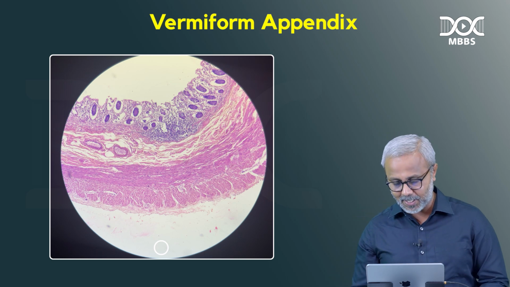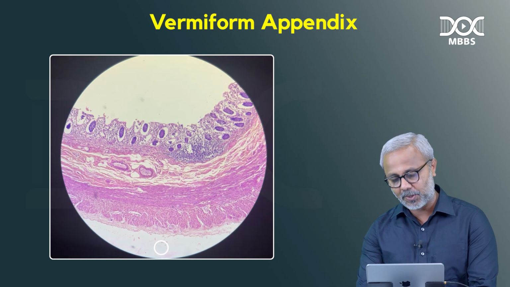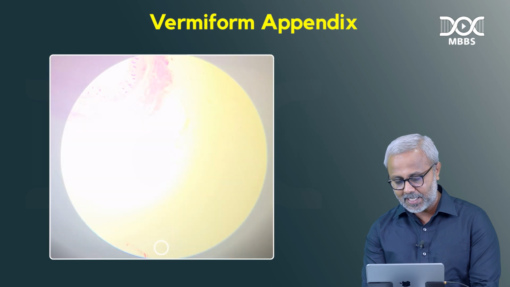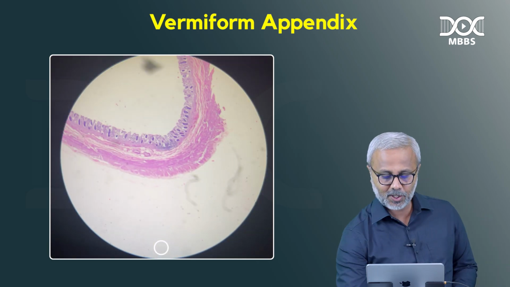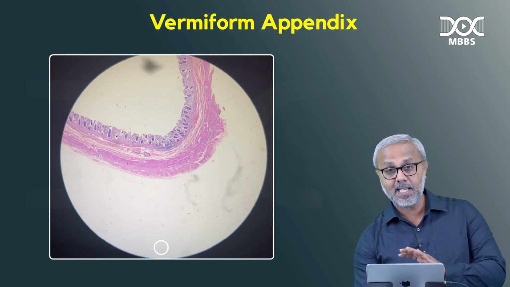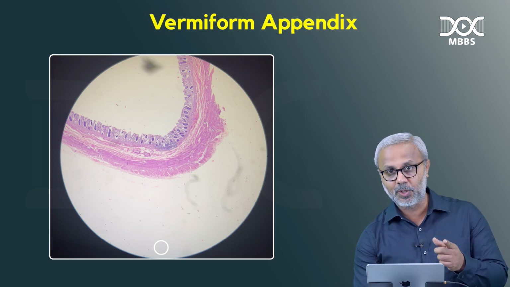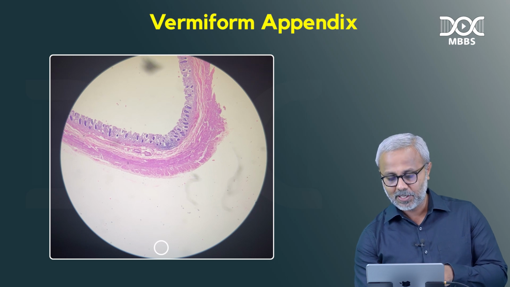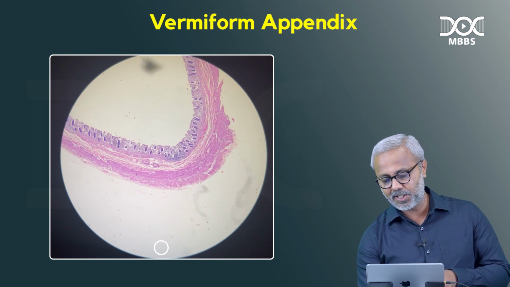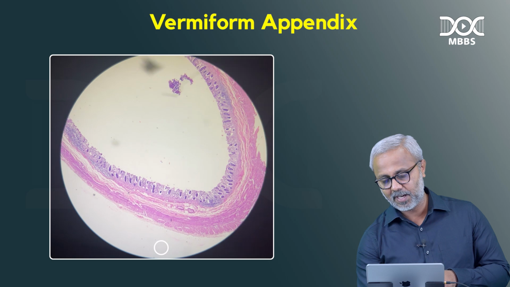What we'll do now is, we'll just shift it to panoramic view, where let's see if we can identify the entire extent of the appendix. See, this is how the appendix looks. The villi should be seen as projections into the lumen. We don't see it here, okay? So this is how you can differentiate it from the slide of ileum.